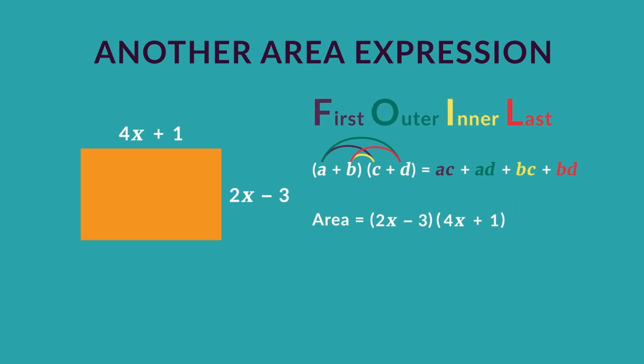So in our example, we have 2x times 4x is 8x squared. 2x times 1 equals 2x, minus 3 times 4x is minus 12x, and minus 3 times 1 equals minus 3. Now we add the like terms, 2x and minus 12x, to get minus 10x. The final result is 8x squared minus 10x minus 3.